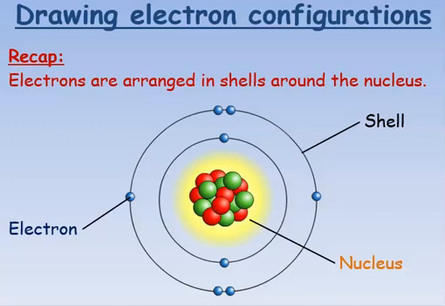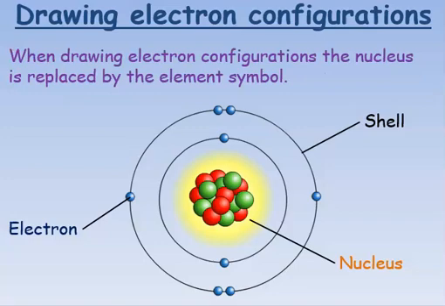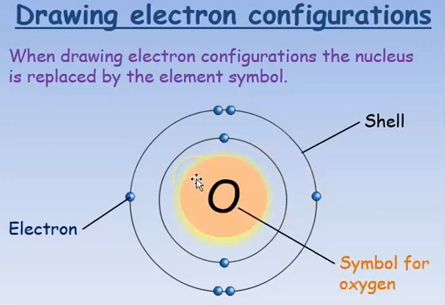Welcome to this video on drawing electron configurations. Before we start, we just need to remind ourselves that electrons are arranged in shells around the nucleus. So we've got the shells on the outside here, and the electrons are moving around the nucleus on them, and we've got the nucleus in the center with protons and neutrons. Now, when drawing electron configurations, the nucleus is replaced by the element symbol. So the nucleus here is going to be replaced with an O, which is the symbol for oxygen, because we have an oxygen atom here.